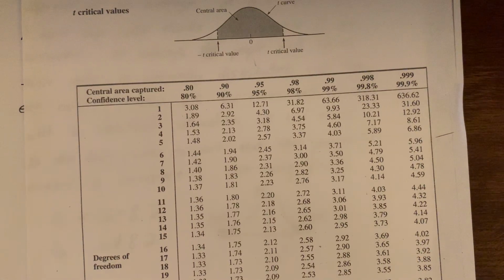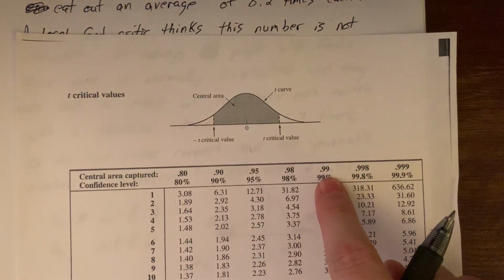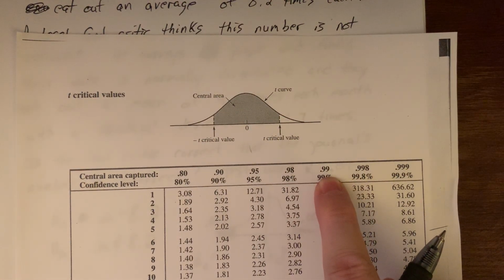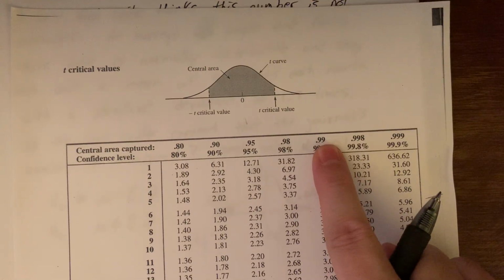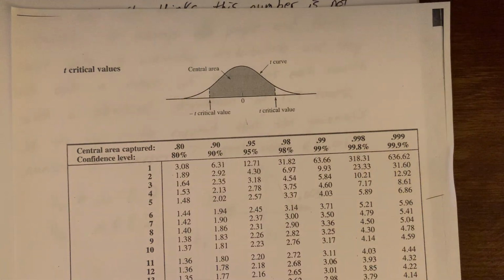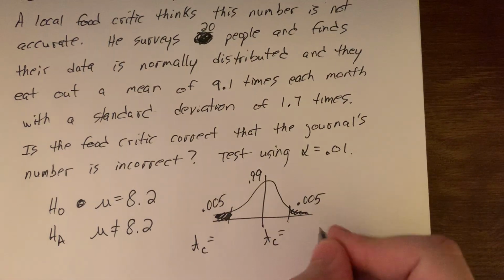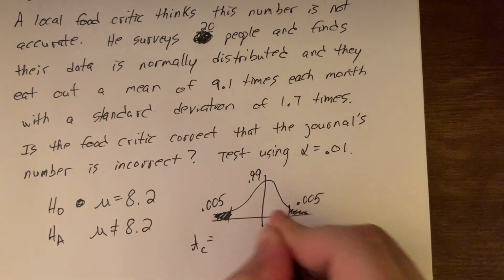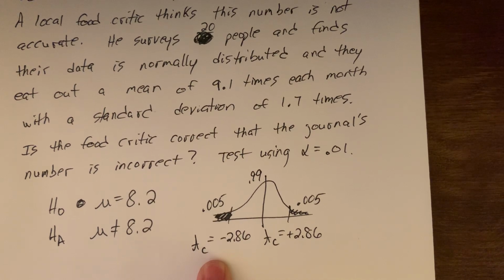So now back to my T chart. 99% in the middle, so I'm using this one with 20 people, so 19 degrees of freedom. I'm getting 2.86. But now I'd have to interpret. That's a positive 2.86 on the right and a negative 2.86 on the left.